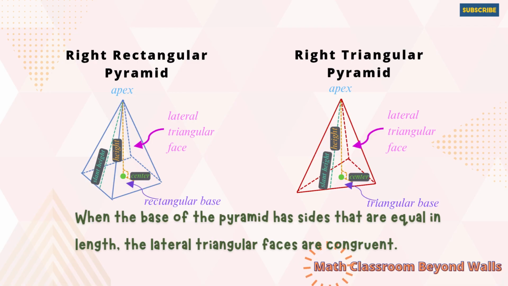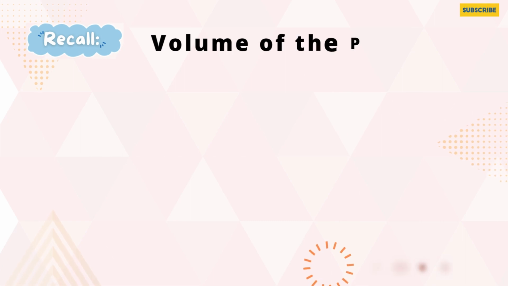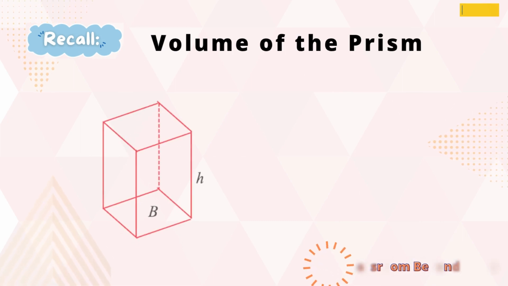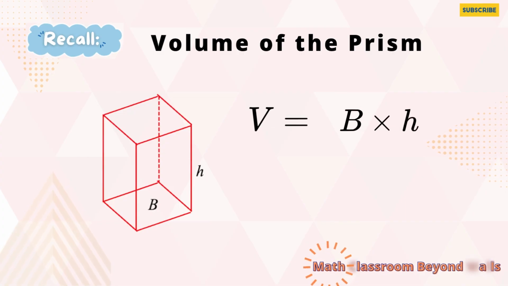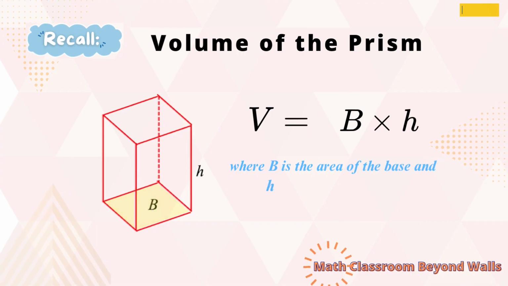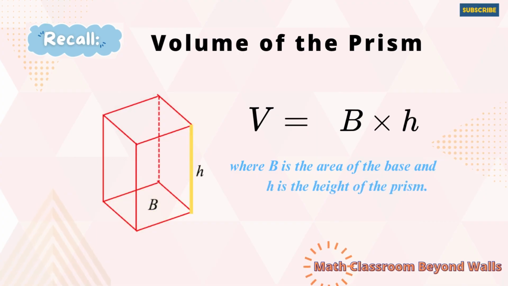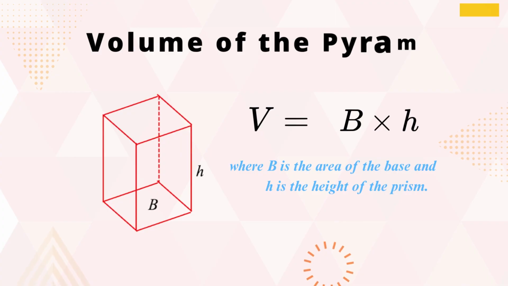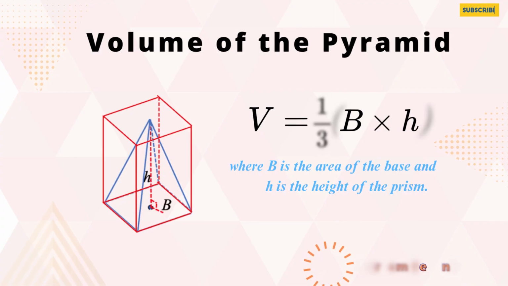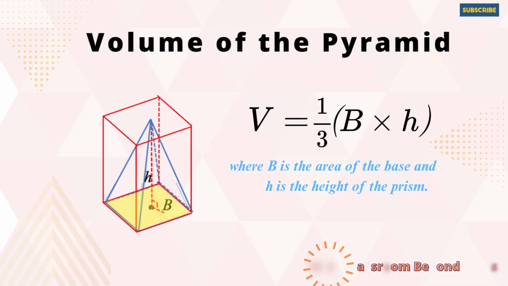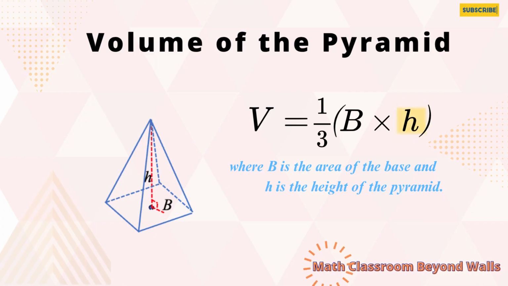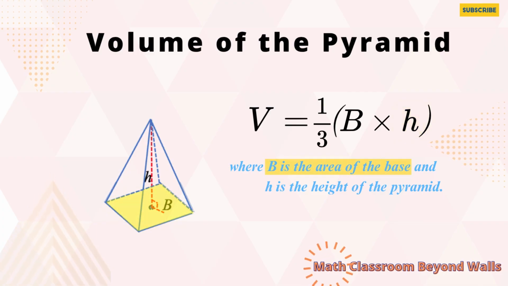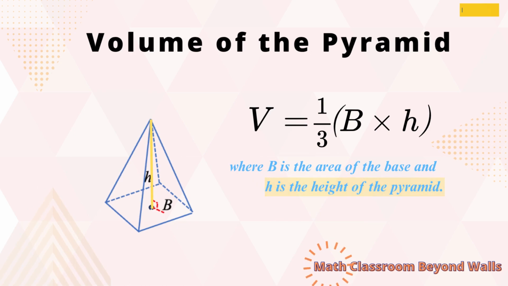Now, how is the volume of the pyramid determined? This is our goal in today's video. In the previous video entitled Solid Geometry, Prisms, Volume, and Cross-Section, the volume of the prism is determined with the formula B times H, where B is the area of the base and H is the height of the prism. For the pyramid, its volume is exactly 1/3 the volume of the prism having the same base and height. That is, 1/3 the product of B and H, where B is the area of the base of the pyramid and H is the height of the pyramid.